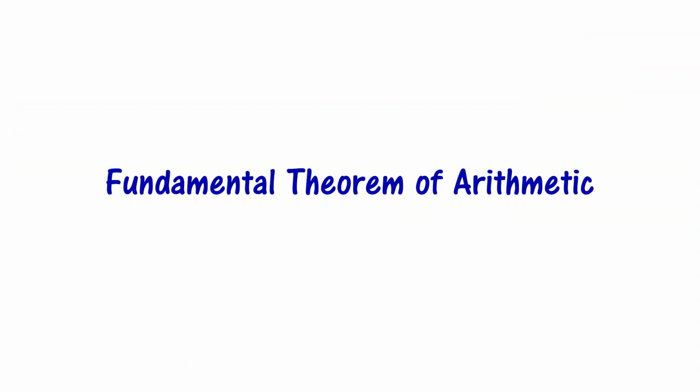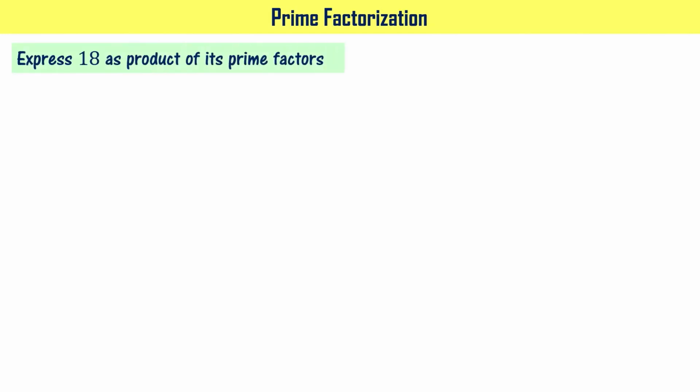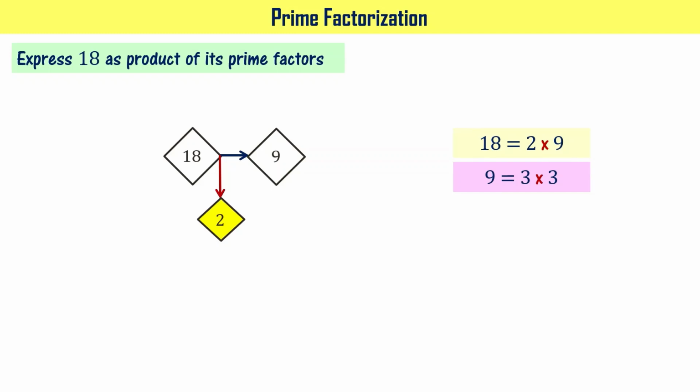Let us learn about the fundamental theorem of arithmetic now. Prior to that, let's see prime factorization of a number. Let us express number 18 as product of its prime factors. We know that 18 can be written as 2 times 9. Here 18 is a composite number, 2 is a prime number, and 9 is a composite number, right? Let me write 18 as product of 2 and 9. And 9 can be written as product of 3 and 3, right? As you see here, the numbers which are appearing in yellow color are the prime numbers, number 2 and number 3, whereas number 18 and number 9 are composite numbers, right?